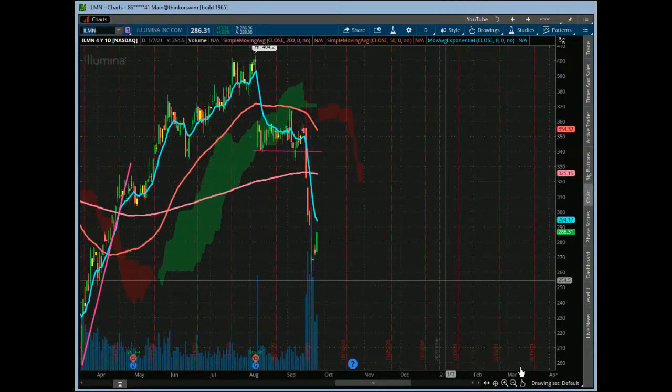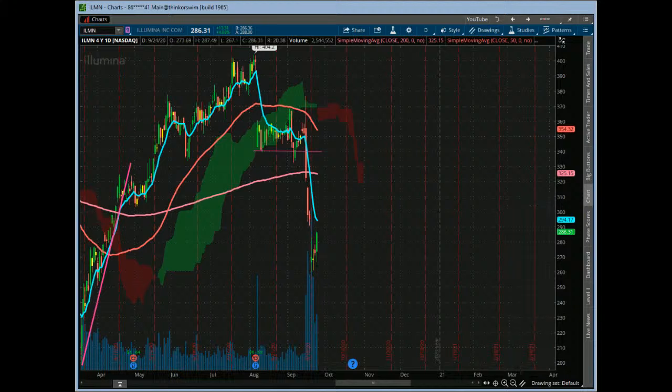So Illumina, pretty interesting right here. Nice range up there today. It's trying to get into the gap, but watch out for a potential bear flag on that one. So just a little bit of caution on that on ILMN.